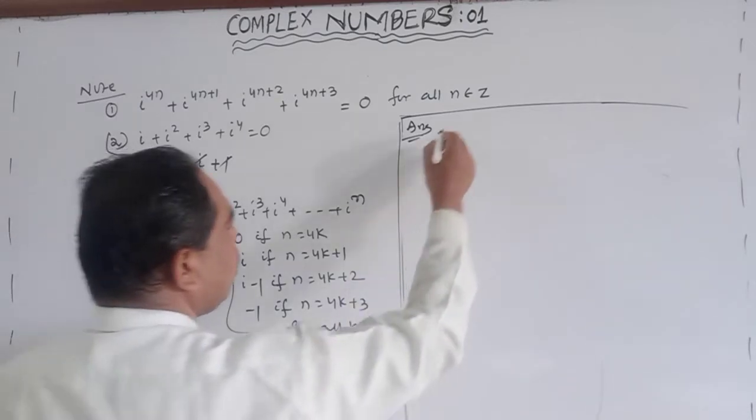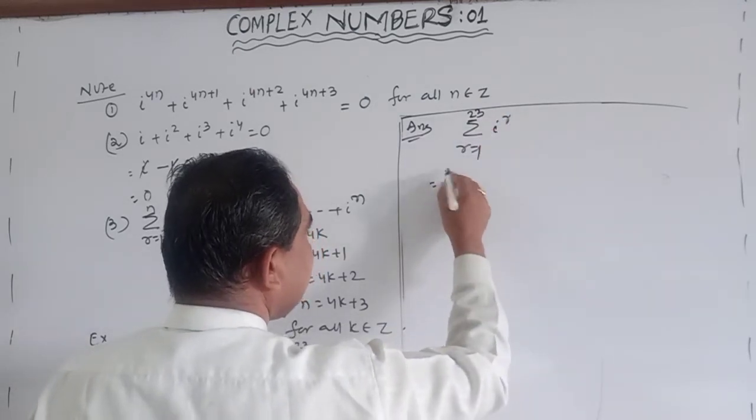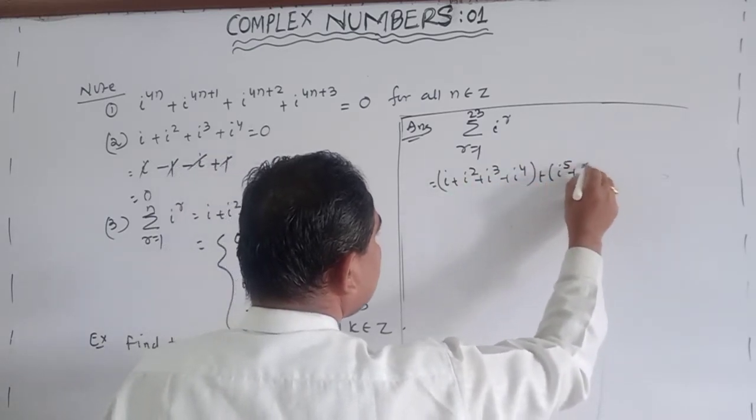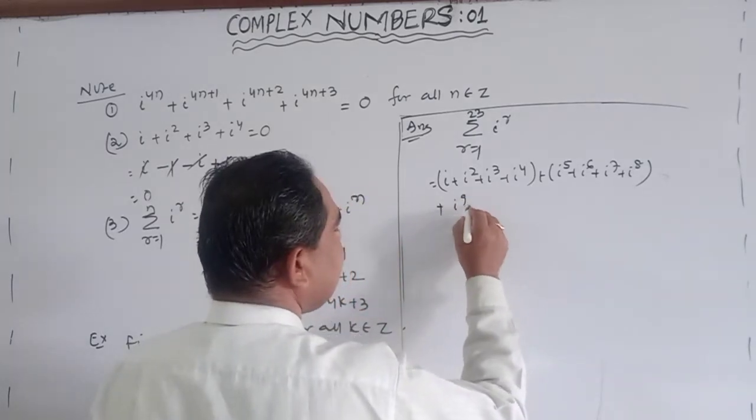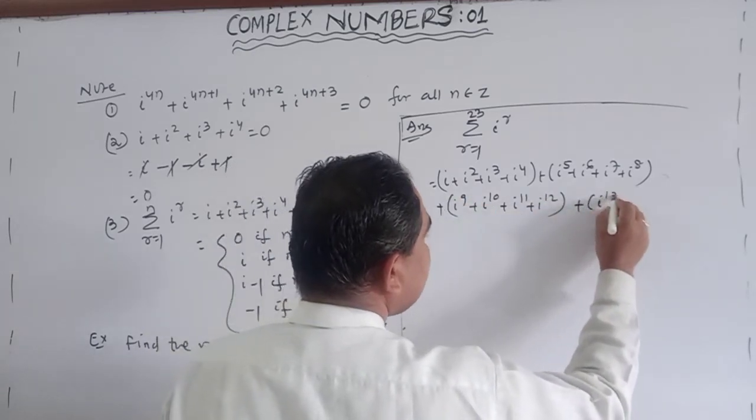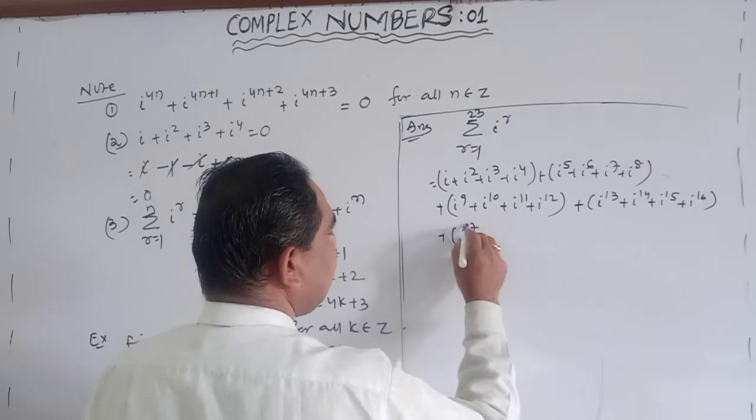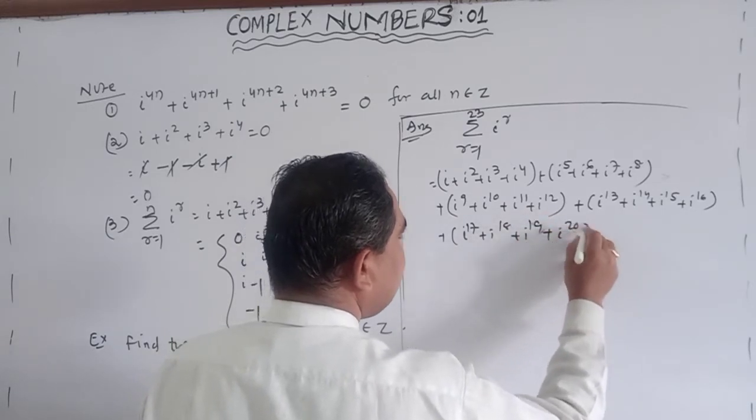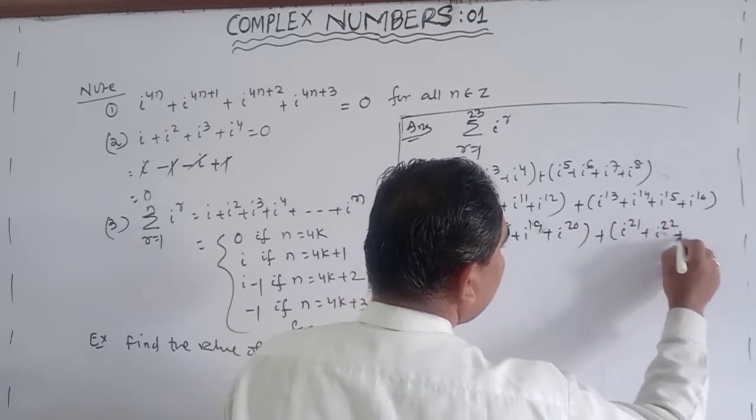The summation r is equal to 1 to 23 of i to power r means i plus i square plus i cube plus i fourth plus i fifth plus i sixth plus i seventh plus i eighth plus i 9 plus i 10 plus i 11 plus i 12 plus i 13 plus i 14 plus i 15 plus i 16 plus i 17 plus i 18 plus i 19 plus i 20 plus i 21 plus i 22 plus i 23.